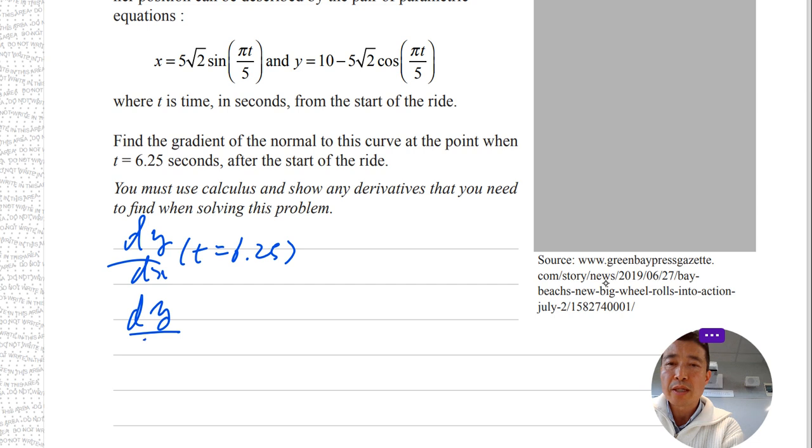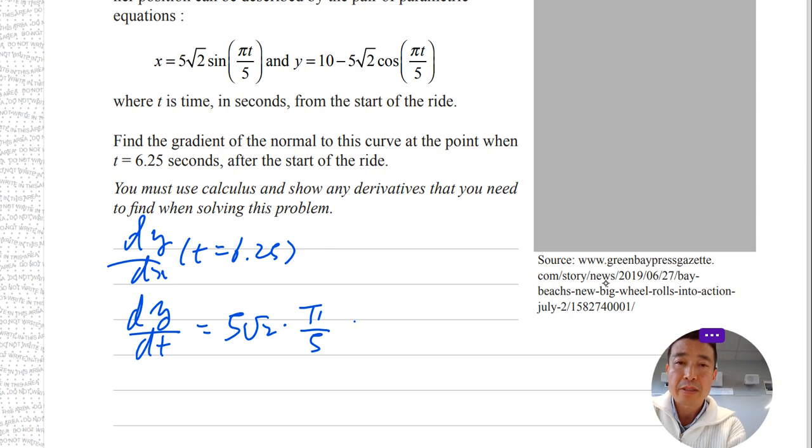Let's start with dy/dt, right? So the 10 goes away, and minus 5 square root of 2. However, when you differentiate cosine, it becomes a minus sine, so the minus disappears. So 5 square root of 2, and then you have to differentiate the inner function, which is pi t over 5, which becomes pi over 5, right? And then, as I said, cosine becomes minus sine, minus minus is plus: sine pi t over 5.